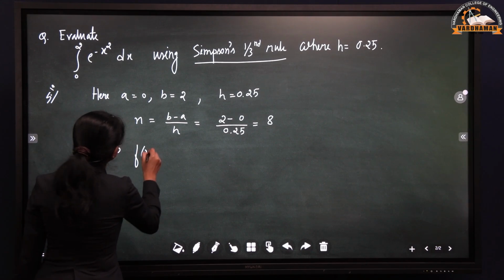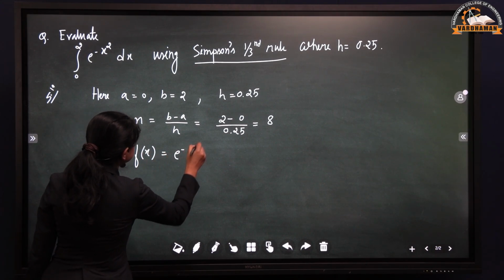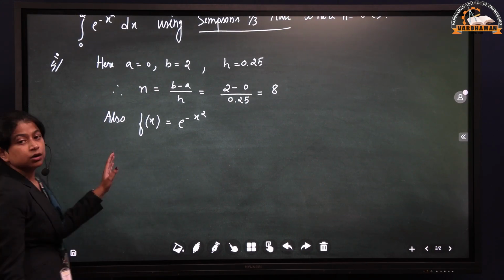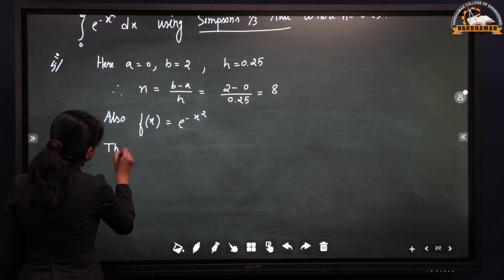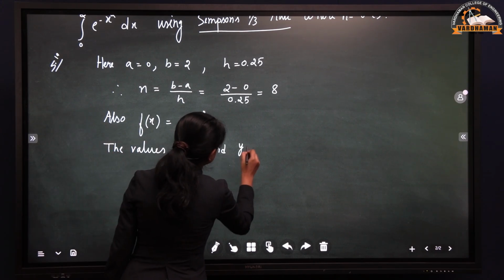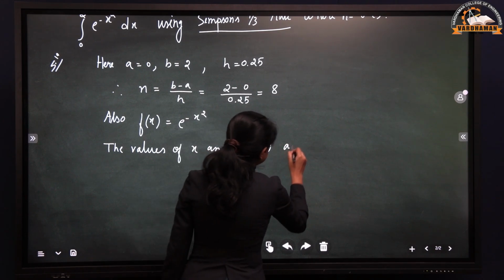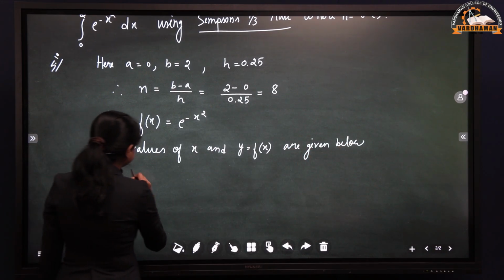Also, f of x is equal to e power minus x square. Now what we need to do? We need to form a table of x and y values. The values of x and y equal to f of x are given below. We need to form a table here.